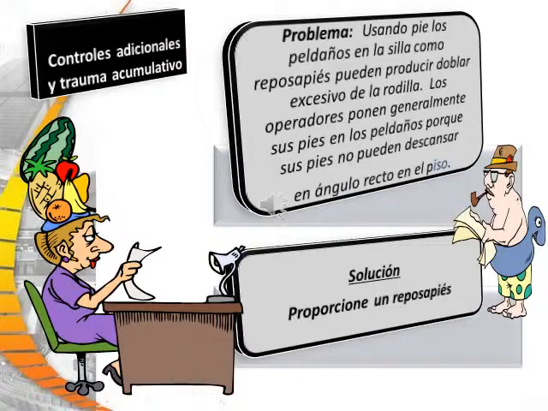Problem: using the foot rungs of the chair as a footrest can produce excessive knee flexing. Operators usually put their feet on the rungs because the feet cannot rest squarely on the floor. Solution: provide a footrest.